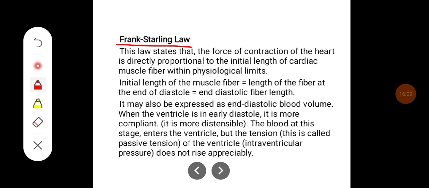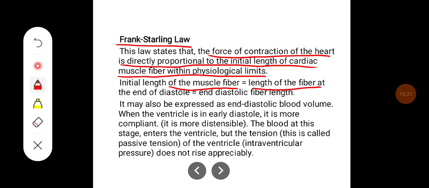Frank-Starling's law. This law states that the force of contraction of the heart is directly proportional to the initial length of the cardiac muscle fiber within physiological limits. The initial length of the muscle fiber is equal to the length of the fiber at the end of diastole, that is, the end diastolic fiber length. It may also be expressed as end diastolic blood volume.